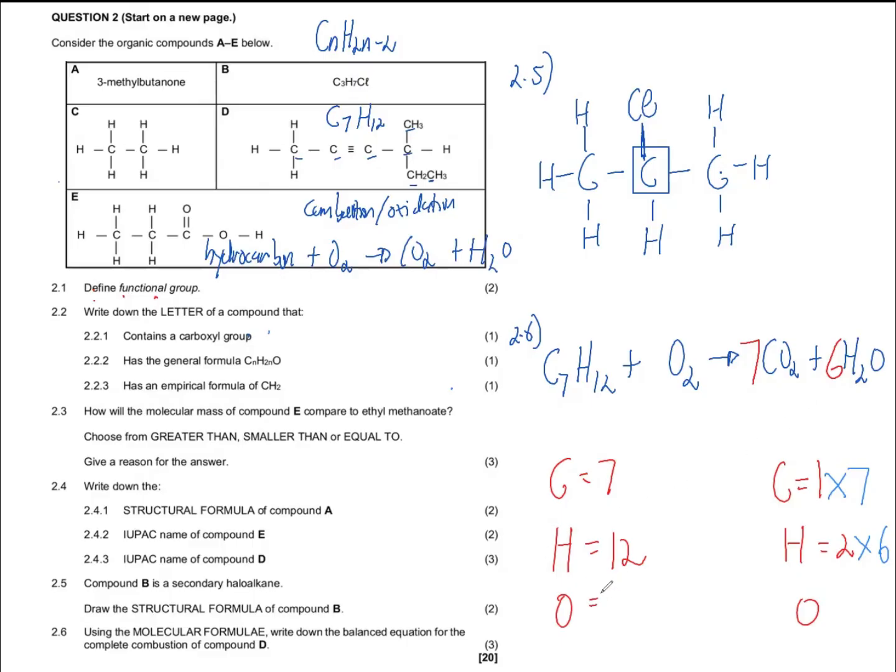Now, when I get to oxygens, I say how many oxygens on the left-hand side? That's 2. And then how many oxygens in total, now that I've put the 7 and 6? 7 multiplied by 2, that's 14. 6 multiplied by 1, that's 6. So in total, 14 plus 6, that's 20 oxygens.